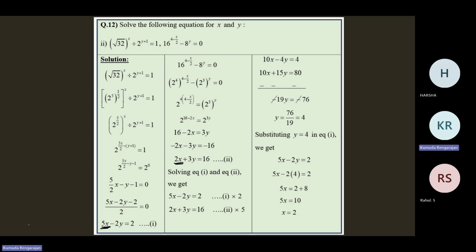So this is the first equation. You can see here, this 5x should become 10x. How? You should multiply the equation throughout with 2. Now this is the second equation. You want this 2x to become 10x. How will that happen? You'll have to multiply the equation throughout with 5.